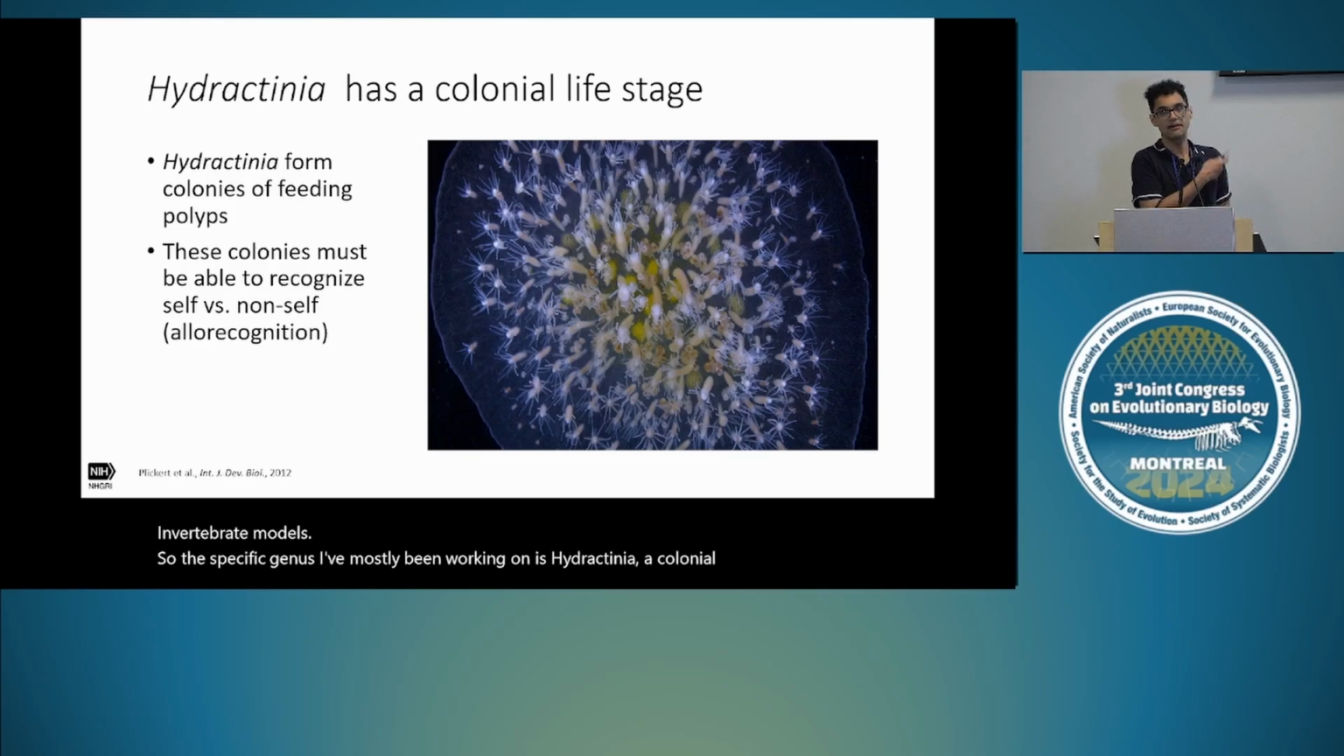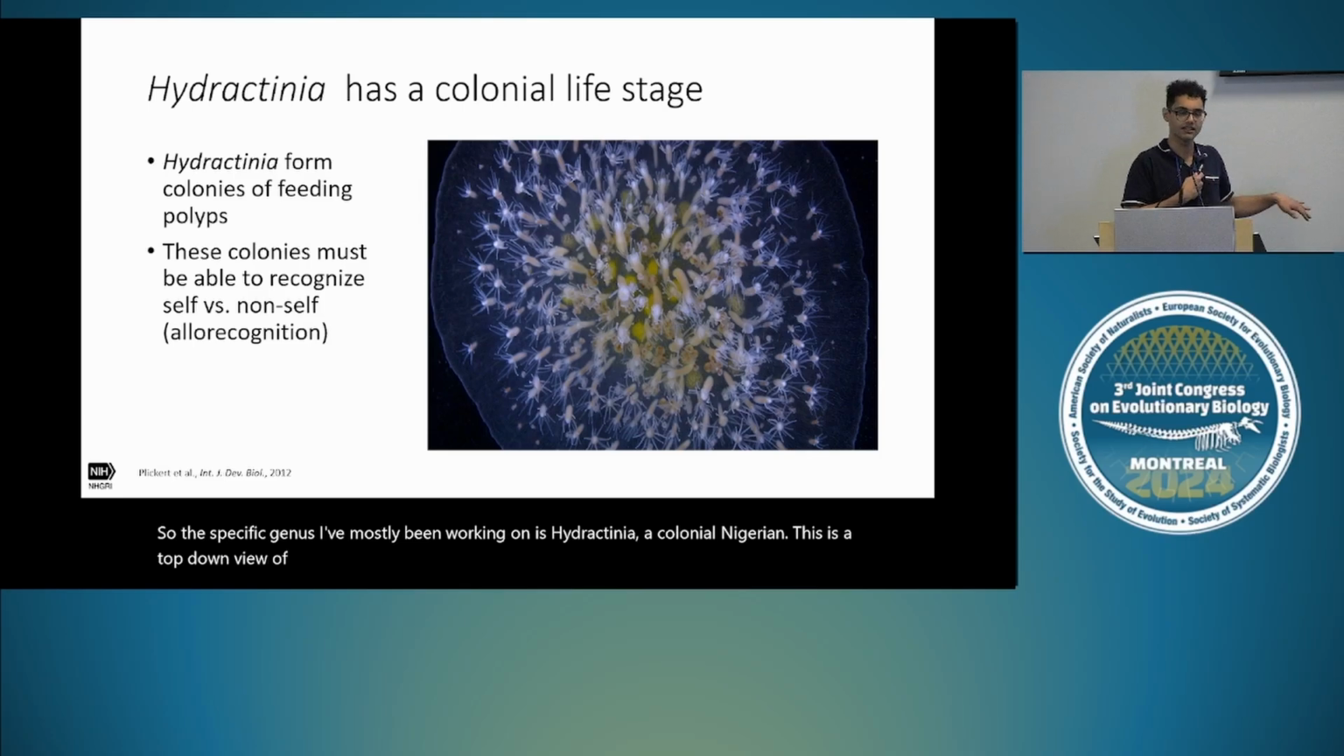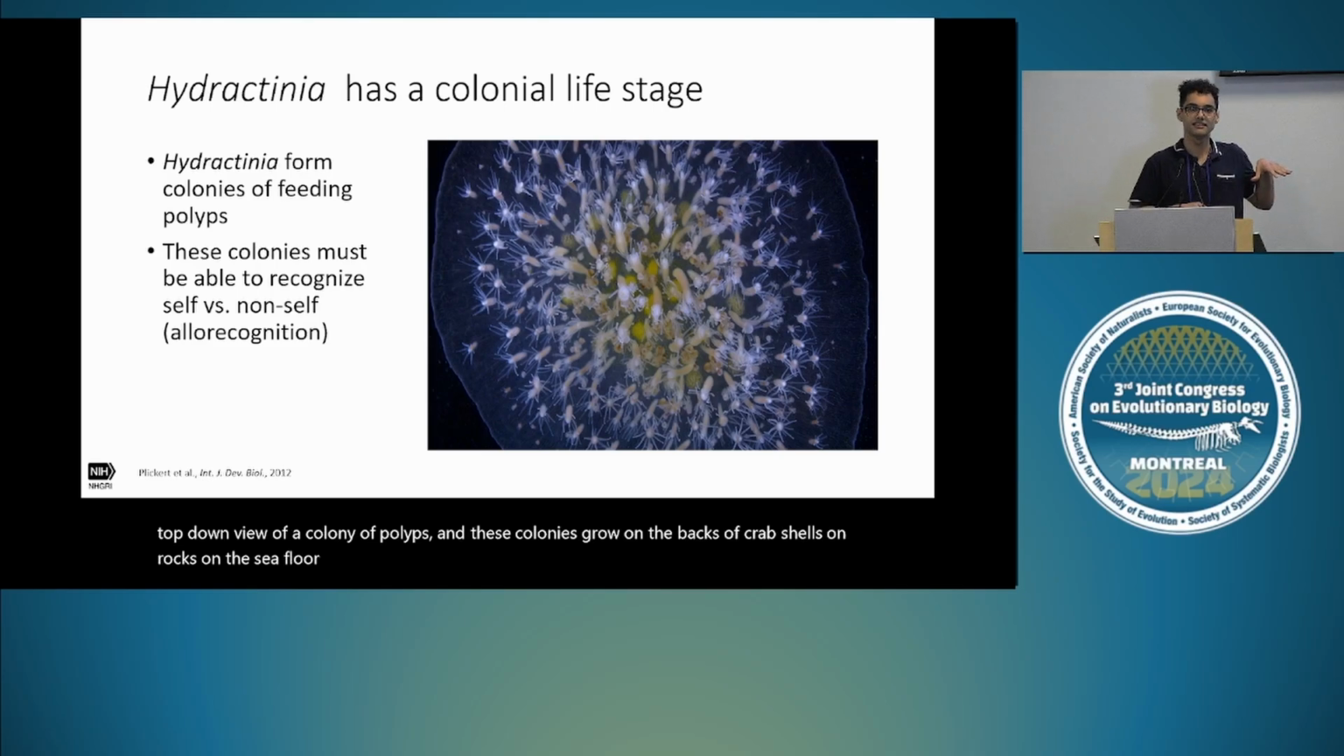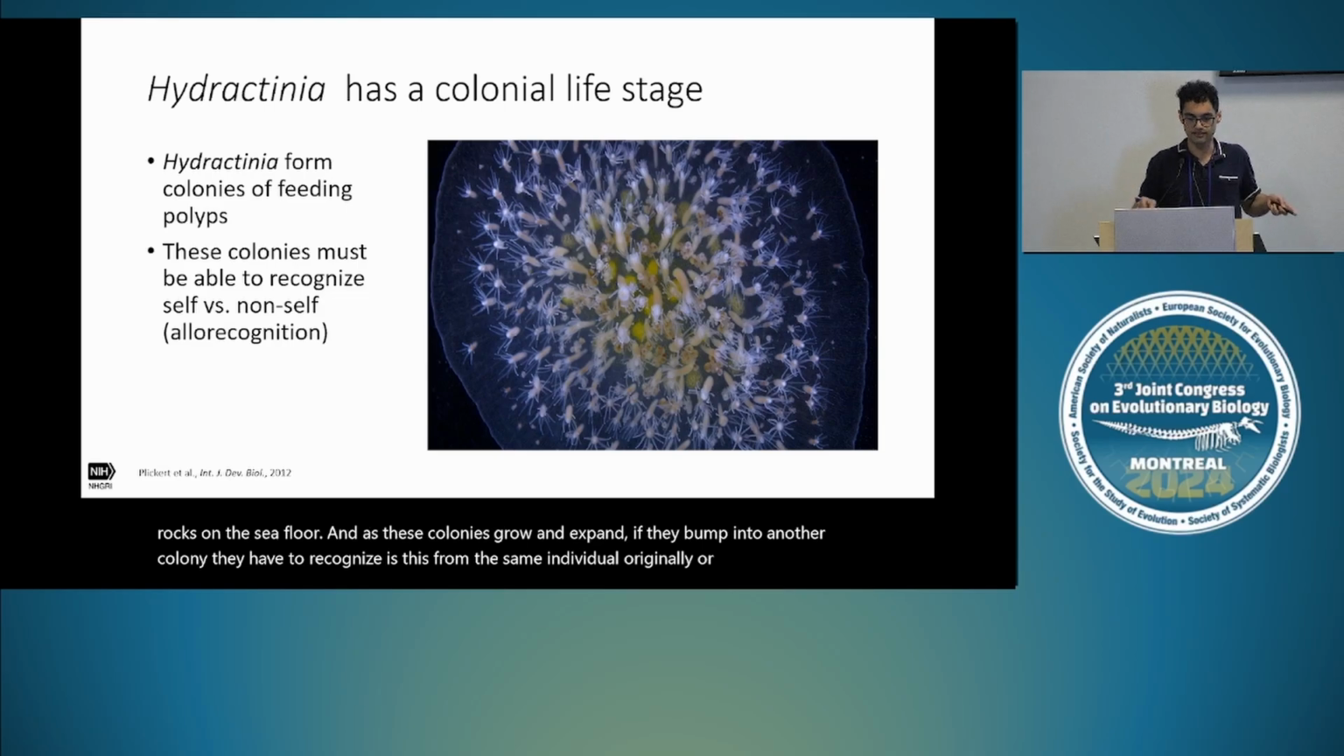This is a top-down view of a colony of polyps. And these colonies grow on the backs of crab shells, on rocks on the seafloor. And as these colonies grow and expand, if they bump into another colony, they have to recognize, is this from the same individual originally or not? In which case, they either fuse or reject.